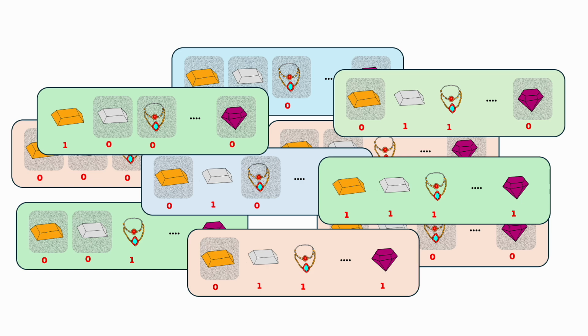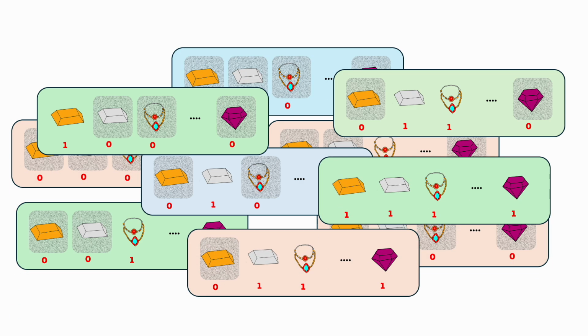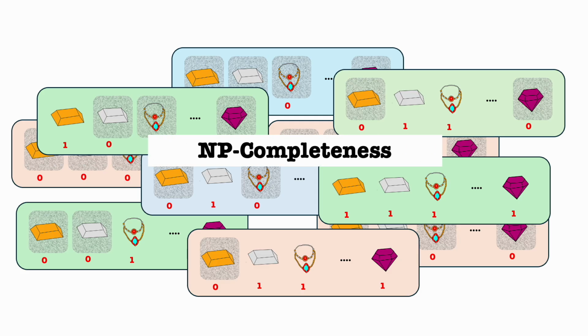If we can't find a clever algorithm that skips unnecessary solutions, we might have to admit that the zero-one knapsack problem is just too hard to solve. In this video, we will use the concept of NP-Completeness to show how challenging this problem is.